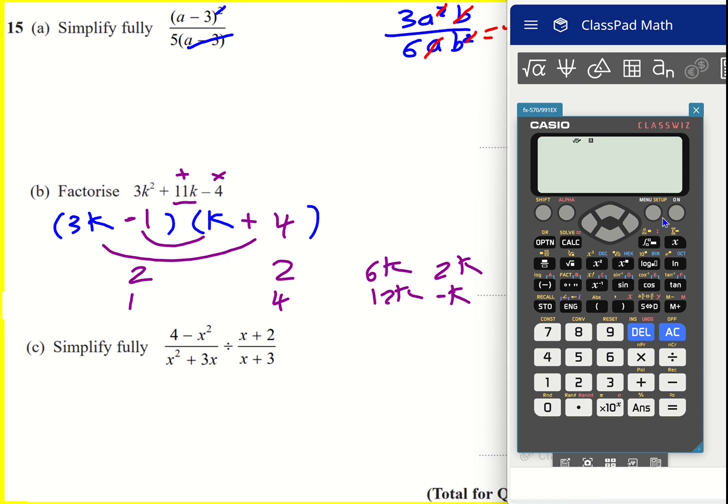So you can go to Menu, and then Equation Function, Polynomial, Degree 2. This actually takes us to a quadratic. We're in fact solving the quadratic here directly. 3, 11, minus 4, and it will give us the roots. 1 over 3 and minus 4.